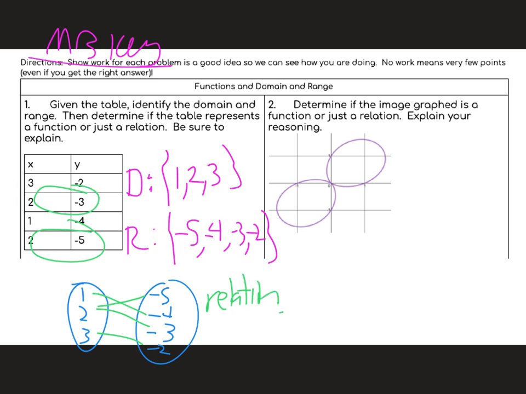A relation is a pairing of x's and y's, whereas a function is very specific. For every x, you can only have one y. Since we have 2 y's for 1 x, this is not a function. For number 2, we could do the vertical line test idea where we draw vertical lines. I don't even need that many, because if I draw one vertical line and I hit in 2 places, we do not have a function. So this is not a function, it is just a relation, because for this input I have 2 outputs. I have 2 y values for this x value.